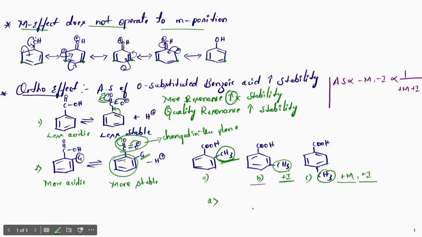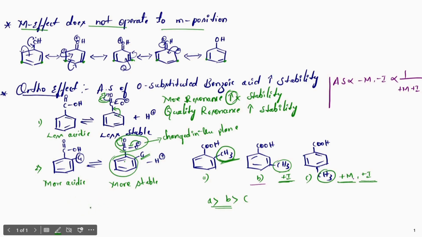Coming to B and C, positive mesomeric effect and negative mesomeric effect decrease the acidity to the larger extent. Therefore, here we have only one positive inductive group. So compared to C, this is more acidic. And then comes C. Because of these two effects, that is positive mesomeric effect and positive inductive effect, the acidity decreases to the larger extent. Therefore, the order of acidity is this one.